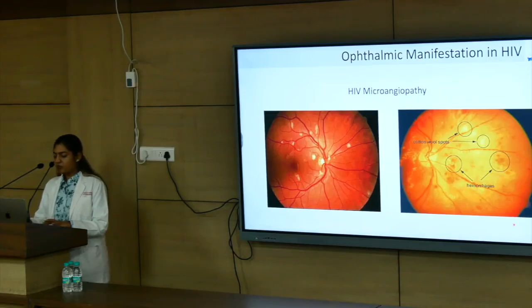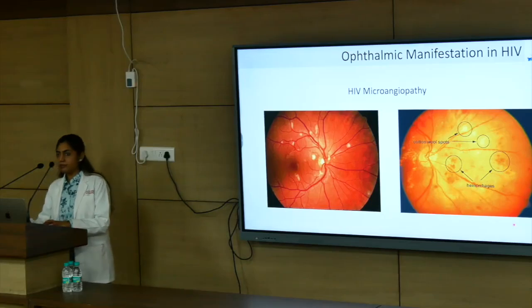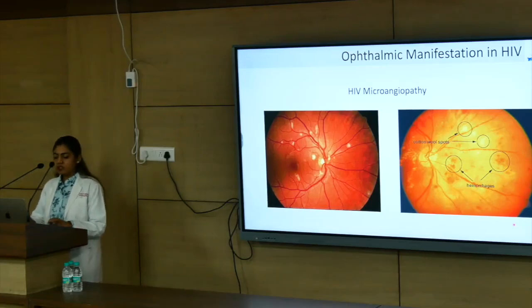Ophthalmic manifestations in human immunodeficiency virus. Microangiopathy is the most common ophthalmic manifestation in HIV. This presents as cotton wool spots. It signifies an advanced HIV disease, higher levels of ongoing viral replication and low CD4 plus T cell counts.